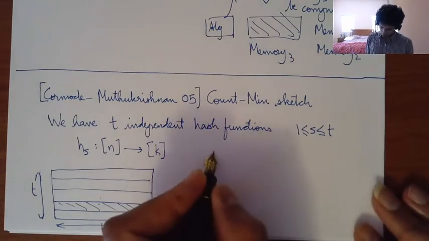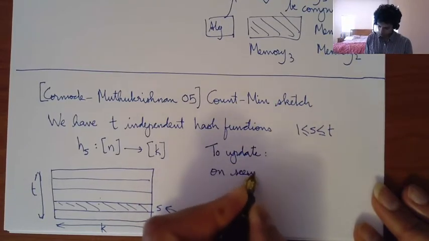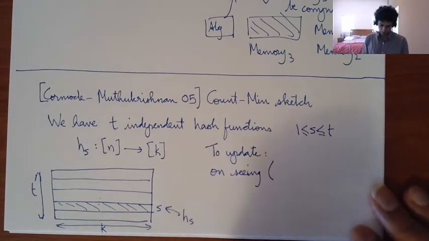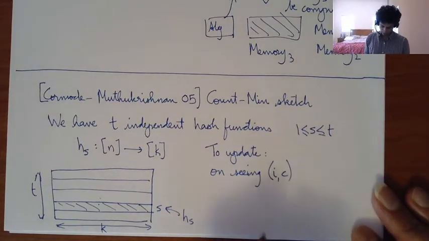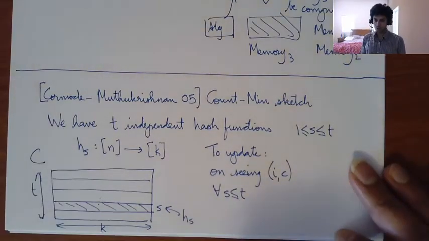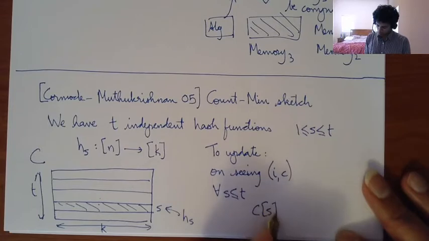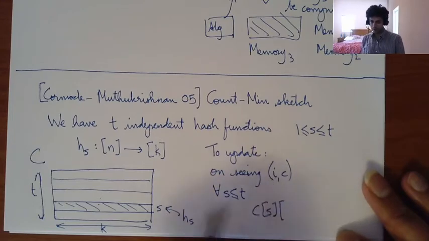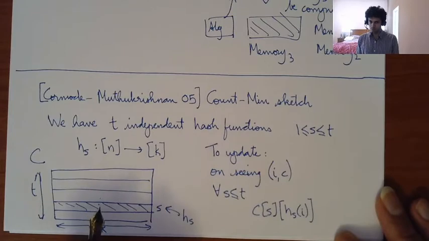To update, on seeing, in the turnstile model, an element (I, C), where I is the element and C is the count, what we'll do is for all S at most T, and I'm going to refer to this matrix as C, the array, I go to the sth row and map I to whatever HS of I gives. It's like placing it into a bucket, where I have to update a count.